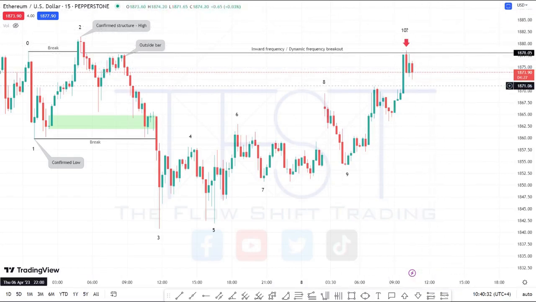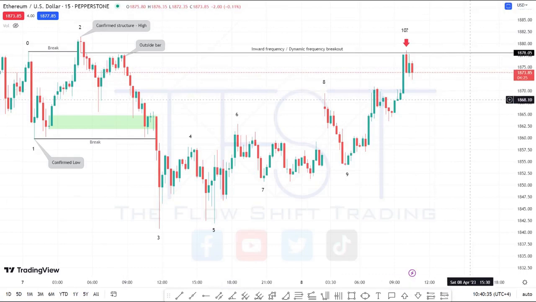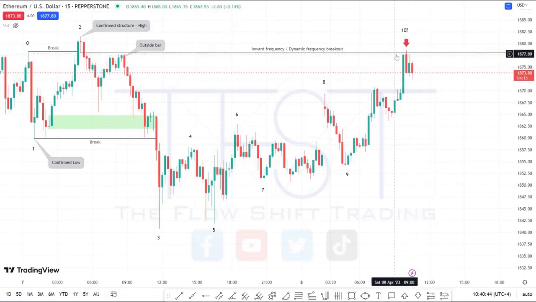Okay? And that is our context to prove that we have sellers and the sellers are reacting. And you can see here the reaction of the price. There is a good separation from this line. So at one point in time, the price was here and it closed here. This is a good separation from the inward frequency line, indicating the sellers are still in this area, or there are still some sellers in this area.